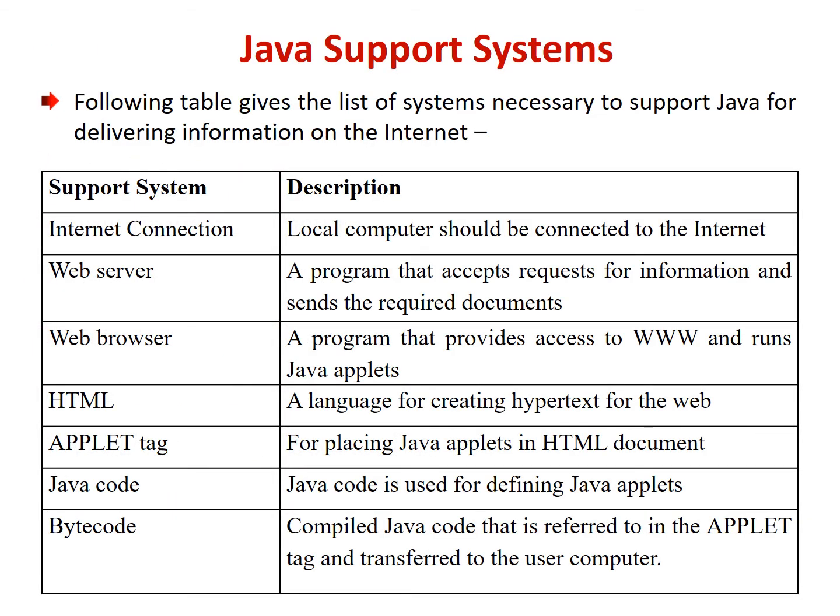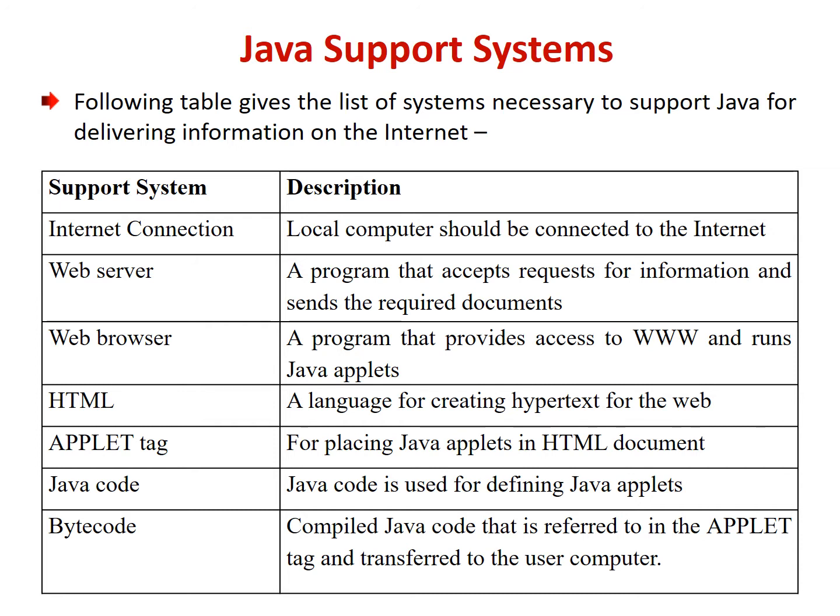We will see Java support system. The operation of Java and Java-enabled browsers on the internet requires a variety of support systems. Here this table gives the list of systems necessary to support Java for delivering information on the internet. The first support system is the internet connection. Local computer should be connected to the internet.